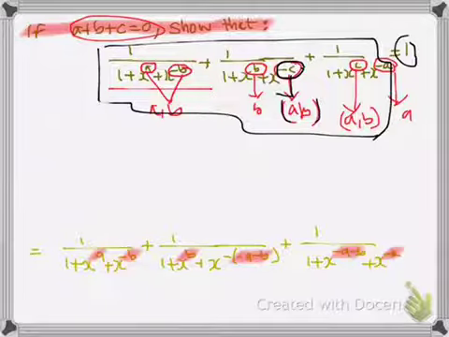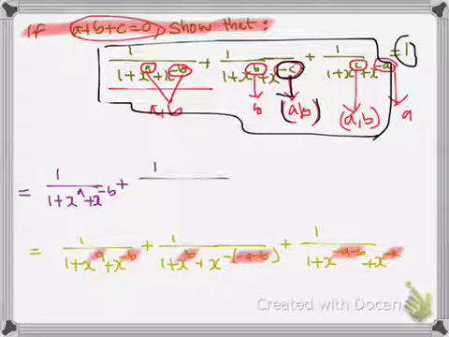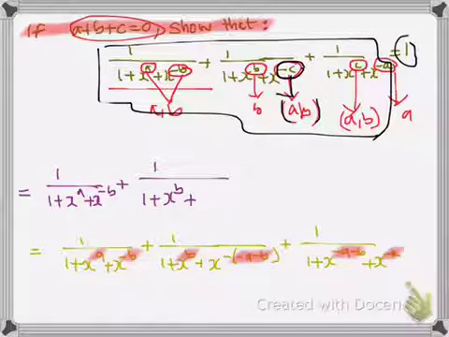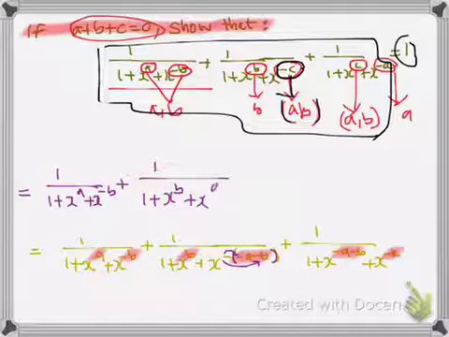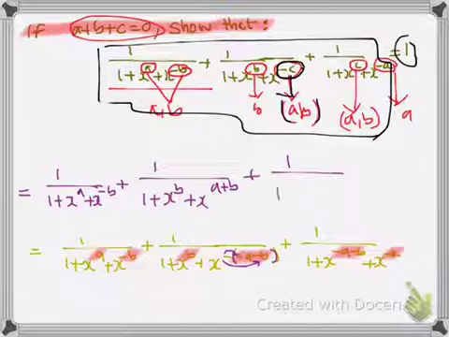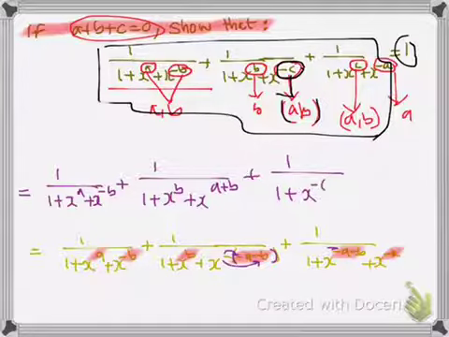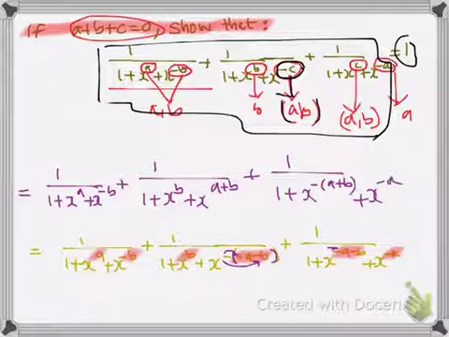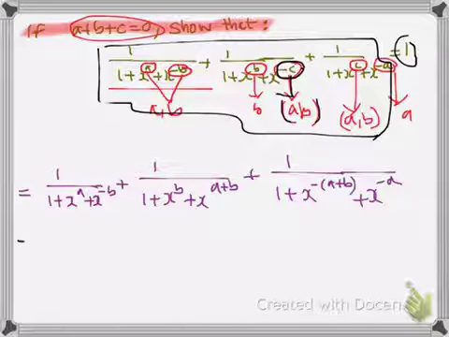Now let us go on simplifying. First term I'll write as it is. For the second expression I'll write 1 plus x to the power b plus, since this negative sign multiplies both terms inside the bracket, we get x to the power positive a plus b. Similarly, for the third expression we can write 1 divided by 1 plus, if I take a minus sign common from here, I get minus a plus b, and it's the same.